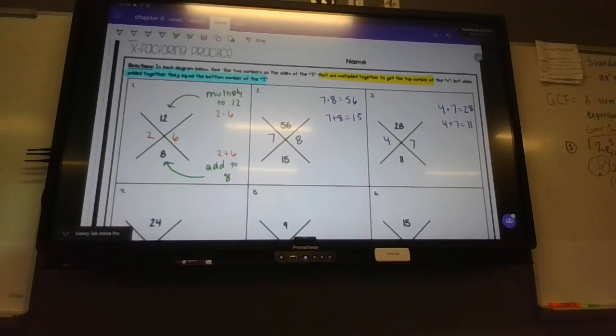All right, here's the answers to the top row. 7 and 8, 4 and 7. I hope we know our 7 times table so far.